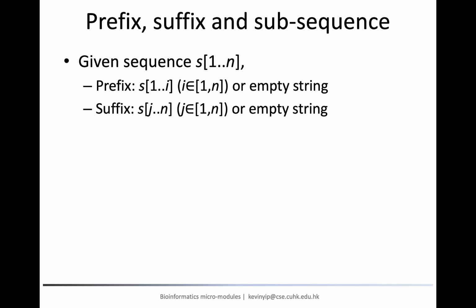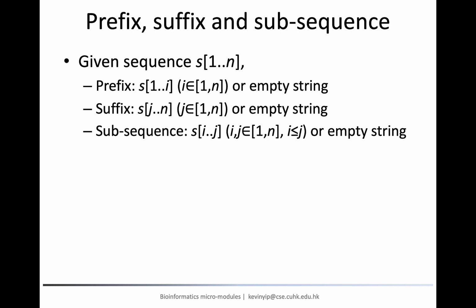Similarly, a suffix of S is an ending part of S, or the empty string, which can also be understood as cutting out some characters from the beginning of it. Finally, a subsequence of S is the middle part of it from the ith character to the jth character, or the empty string. In other words, a subsequence is the result of cutting out some characters from the beginning and some characters from the end.